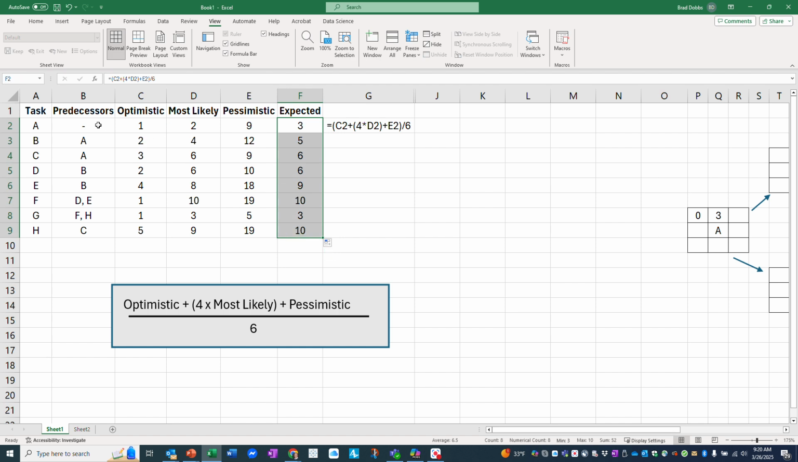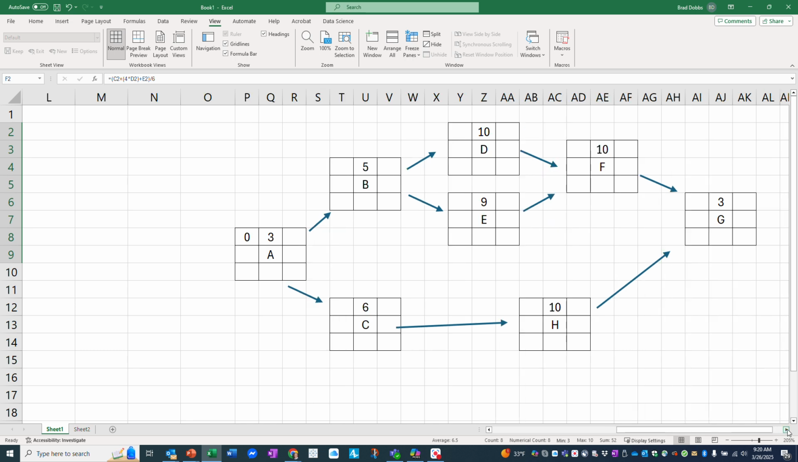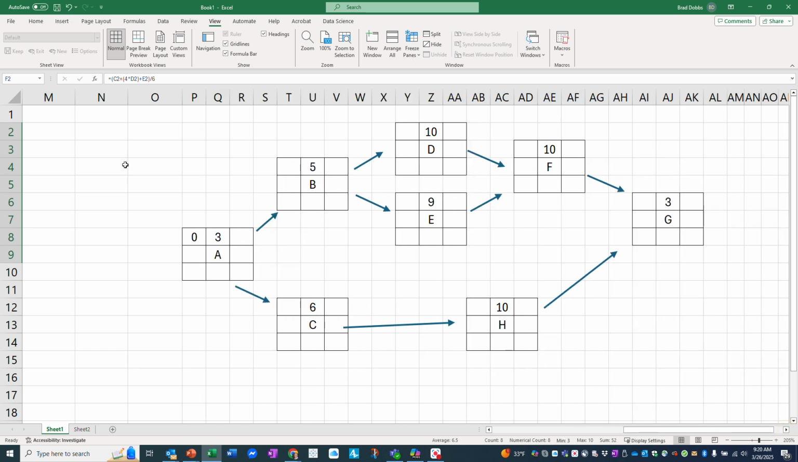So then we calculate critical path just as we do with any other critical path problem. And rather than just using duration, we use expected time. So I've already set this problem up over here and filled in my durations already. So then we work through this as normal, right?